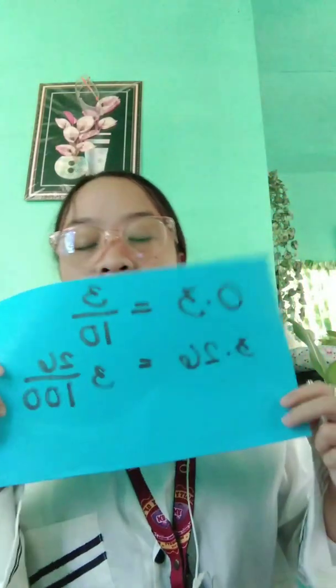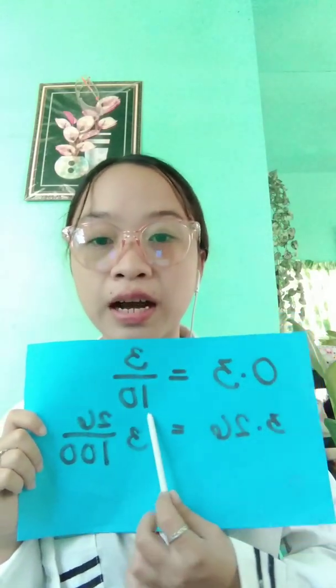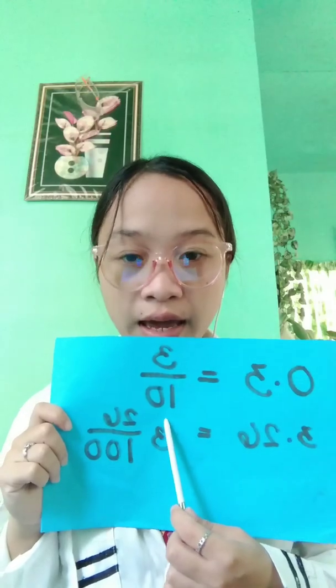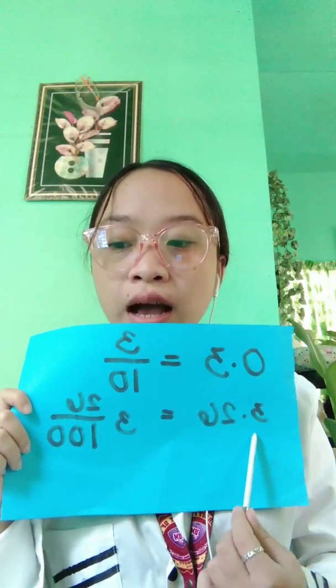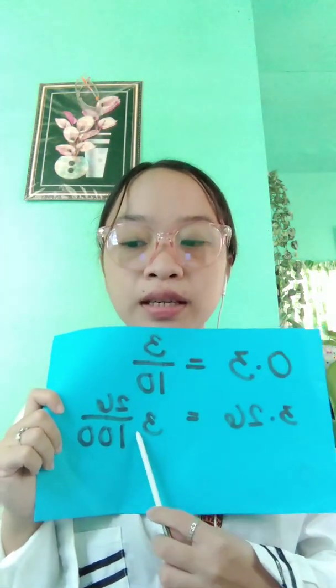Okay. Before we proceed to our proper lesson, let's have a review first. So, unsa ba ni ang decimals? Decimals is a fraction whose denominator is a power of 10 and whose numerator is expressed by figures placed to the right of a decimal point. For example, ang 0.3 is pareha ra gihapon sa fraction nga 3/10. And the second one is 3.26 and it is still the same sa mixed number nga 3 and 26 hundredths.